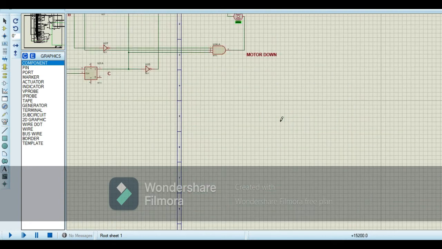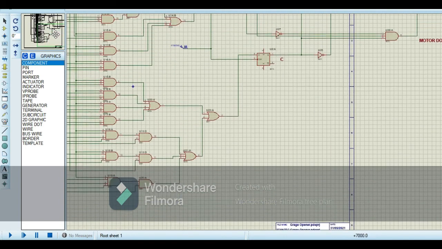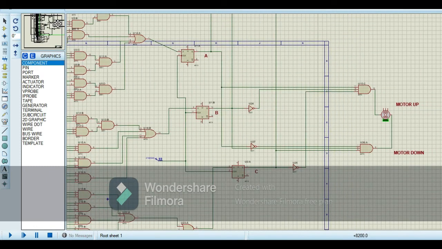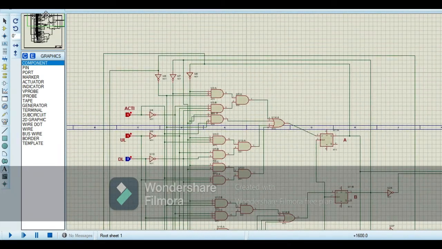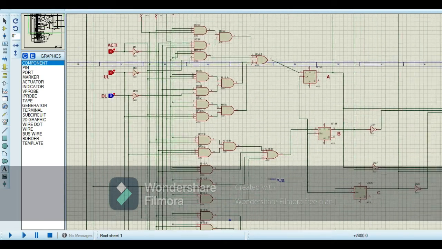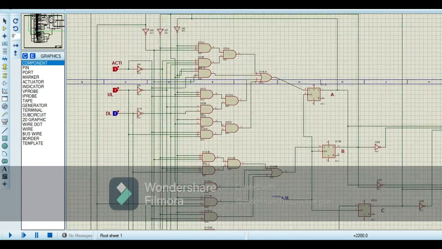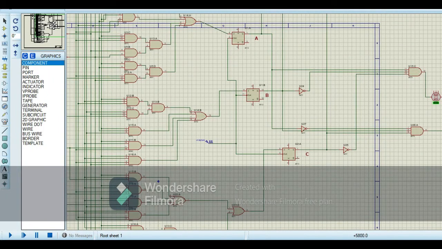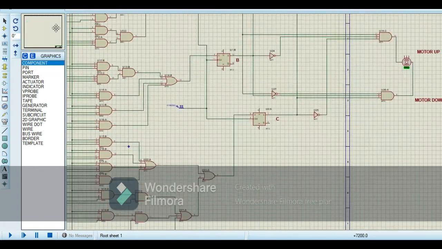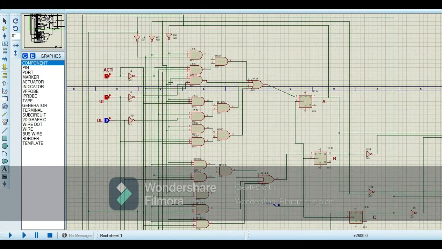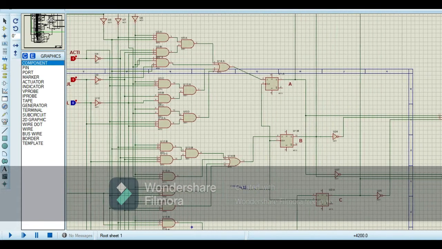Now when I zoom into the circuit, you see that this is our motor, which can move in both directions to show whether the door is open or closed, motor up and motor down. And these are our three inputs: activate, UL meaning upper limit, and DL meaning down limit. And then in the diagram we have three latches for next states A, B and C. Now I will show you the circuit by simulating.